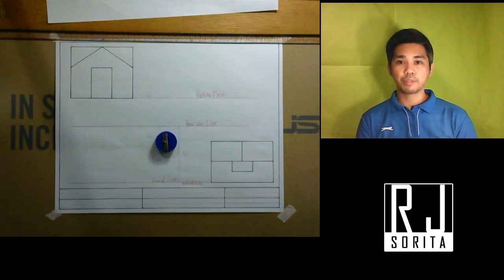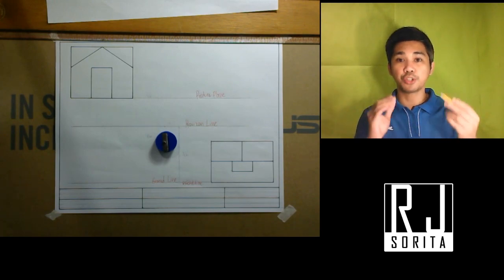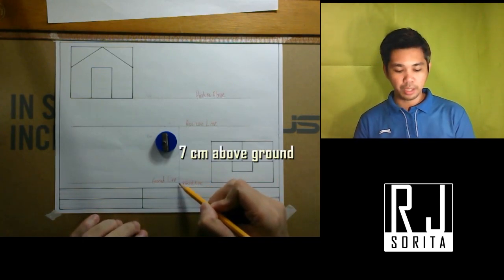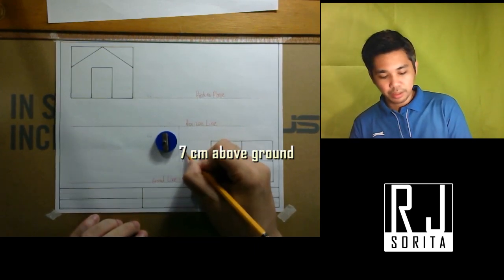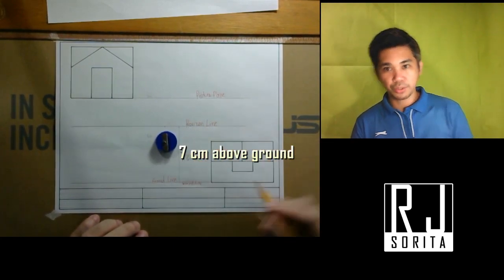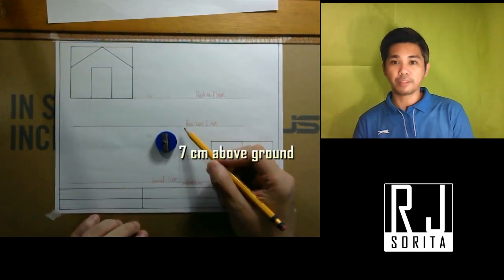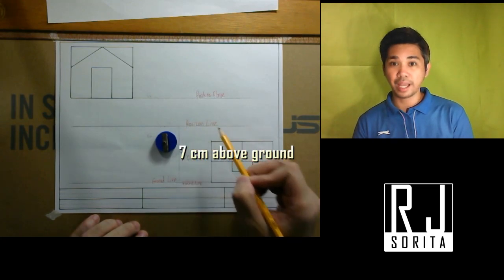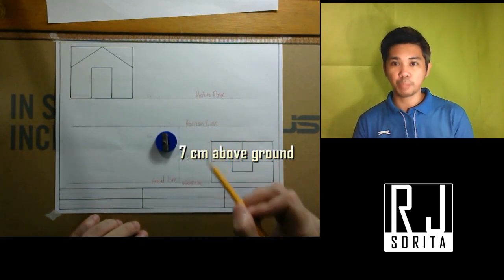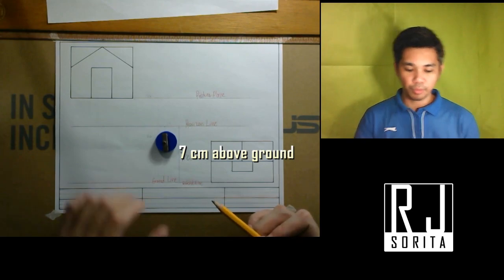So our observer, or the observer's eyes, is 7 centimeters above ground. So you will set your vanishing point 7 centimeters above ground. That is where your horizon line will be placed. And then on the horizon line, that is where your vanishing point is located.